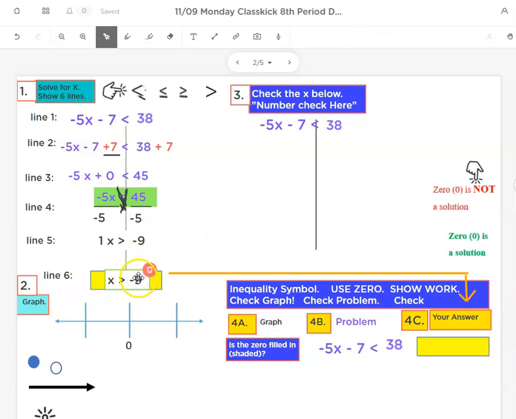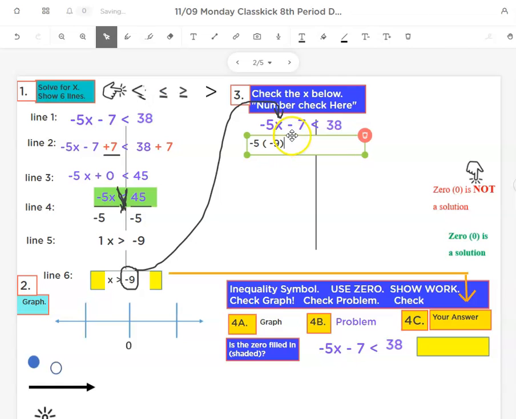Now we're going to check our answer. So right in place of that x and right below the x, I want to see you substitute it in. So we're going to take the negative 9, we're going to put it in place of the x, and we're going to end up with a negative 5 times negative 9. Try not to put a multiplication x here. A parenthesis next to a number means to multiply. Then we're going to minus 7.